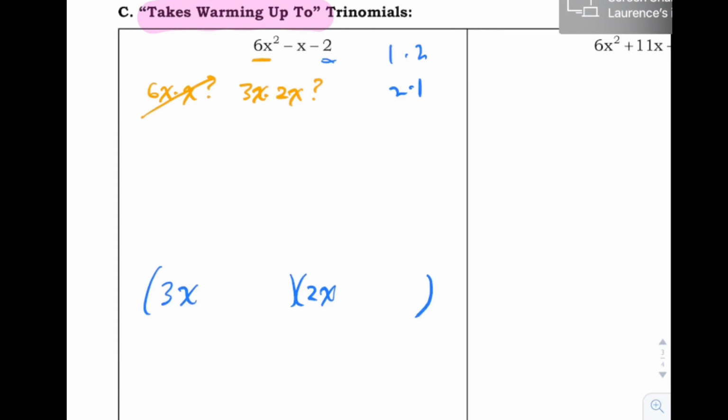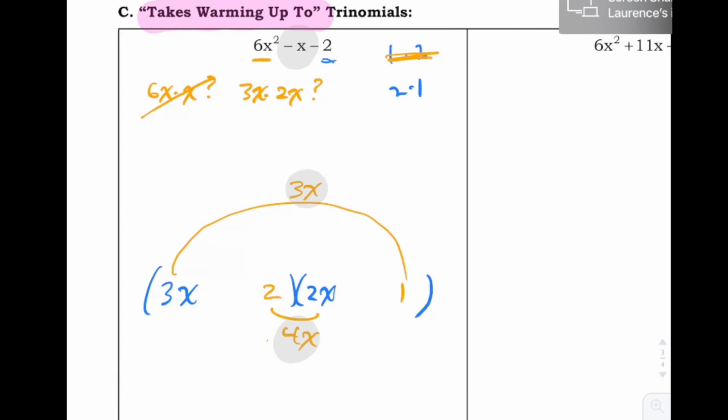And so the only other thing to try is to put the 2 here and the 1 here. If this doesn't work, we're going to give up, but we have to try it. So 3x times 1 is 3x. 2 times 2x is 4x. Can I combine a 3x and a 4x to get a negative 1x in the middle? And I can.